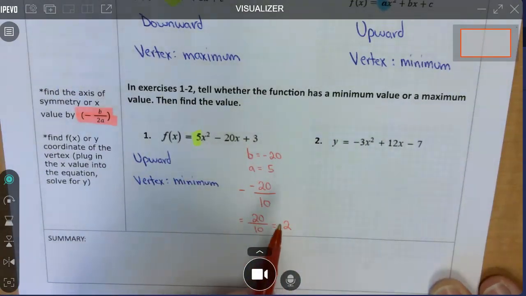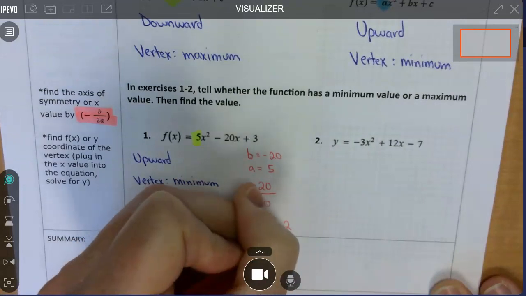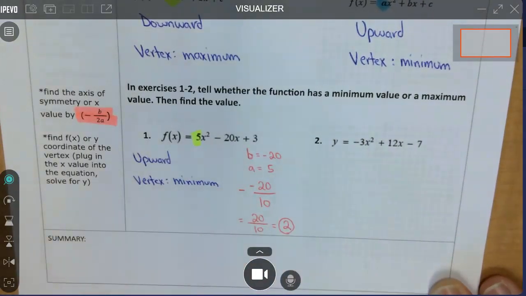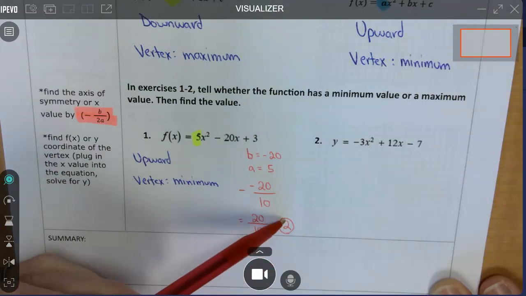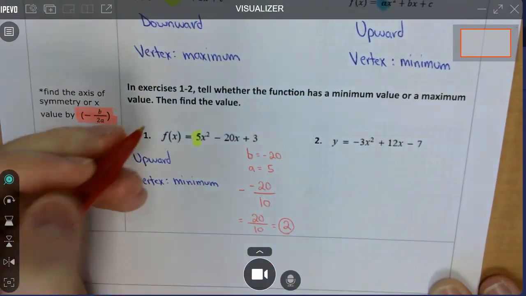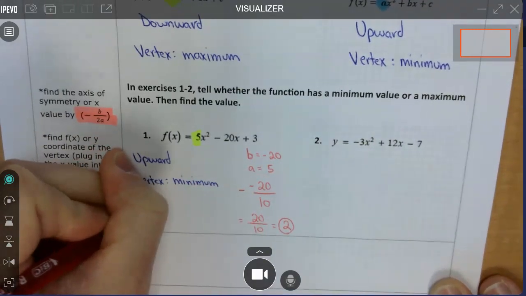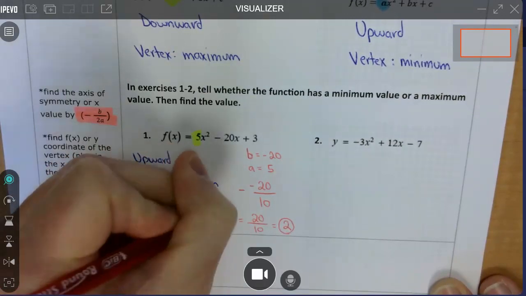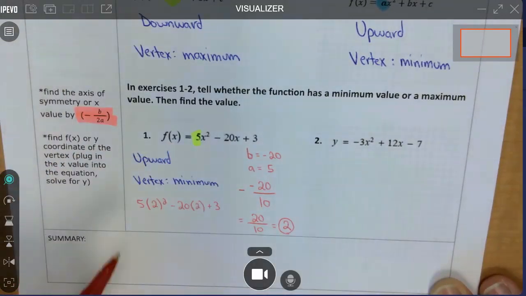Now, what is that 2? This 2 right here is the x value of the vertex. So to find the y value, and it states it over here in the notes, I'm going to take this 2, and I'm going to plug it back in for the x here and here. So let's do that really quick.